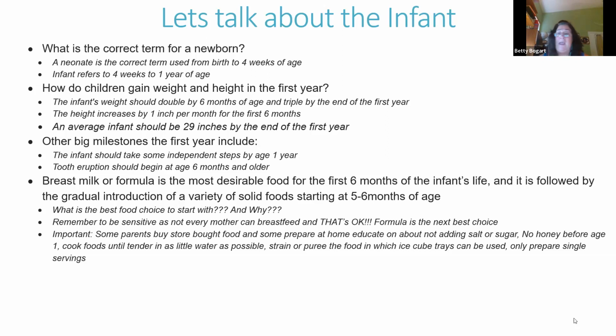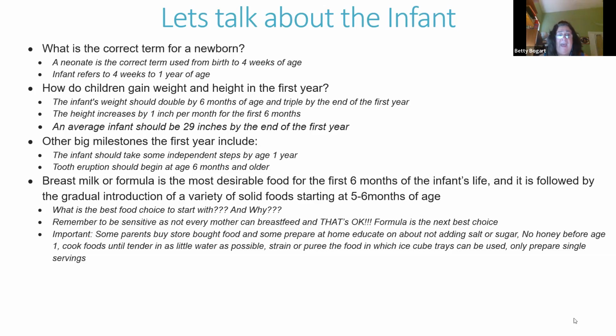Well, don't add salt or sugar. Do not put much water in there because you don't want them to get empty calories, right? Another thing is no honey till the age of 1. It can be very, very dangerous for younger children.